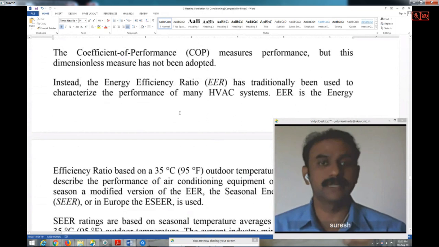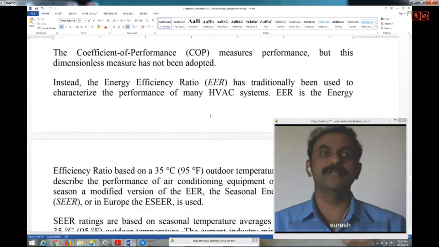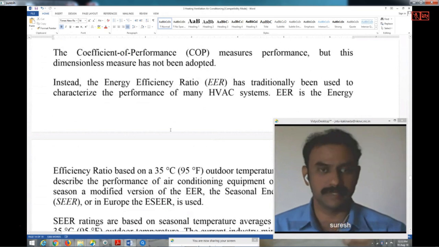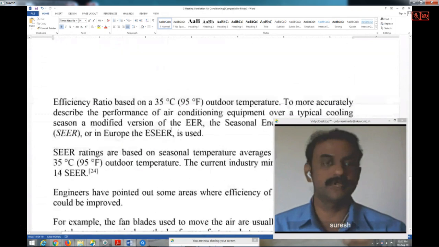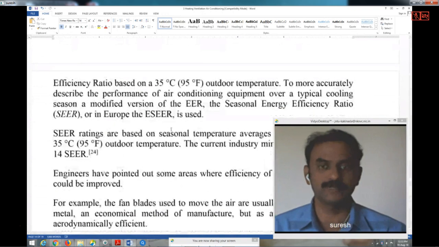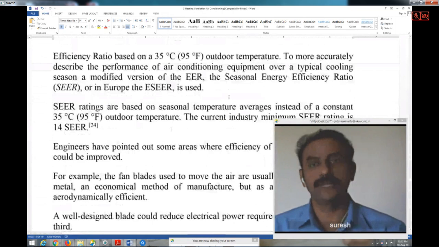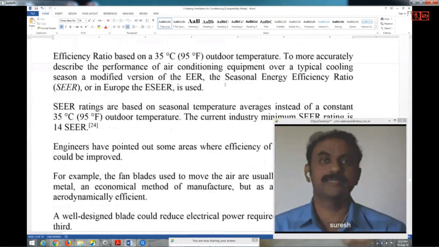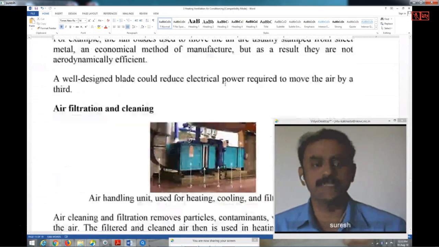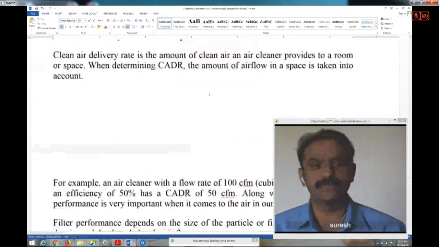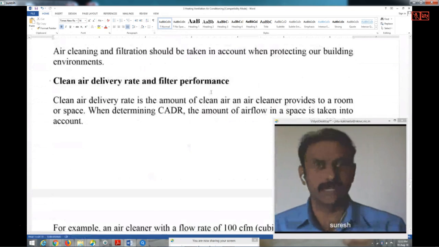Then energy efficiency ratio. This has traditionally been used to characterize the performance of many HVAC systems. This ratio is based on 35 degree centigrade or 95 degree Fahrenheit outdoor temperature. To more accurately describe the performance of air conditioning equipment over a typical cooling season, there is the seasonal energy efficiency ratio, that is SEER. Now this was introduced in Europe. Likewise, different types of systems use different types of standards to express performance.